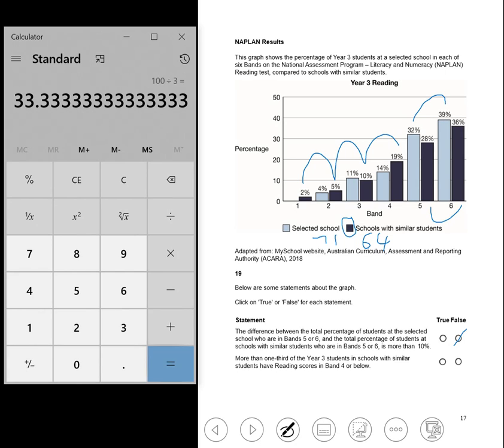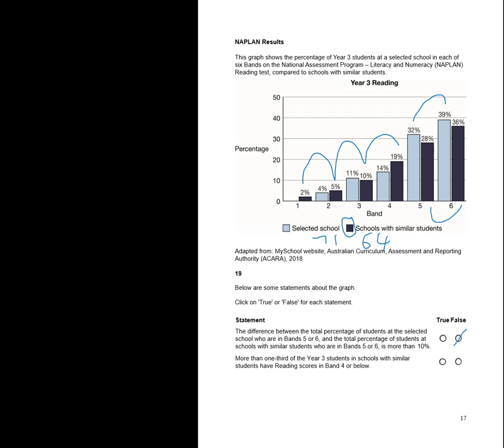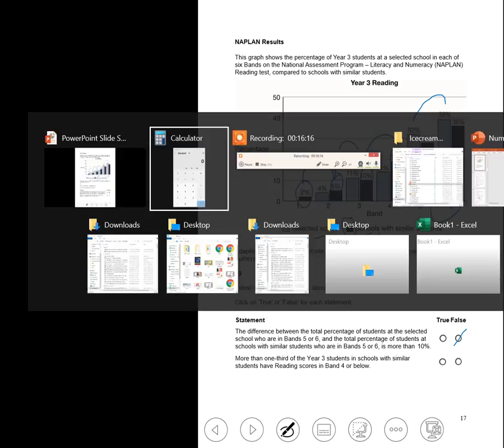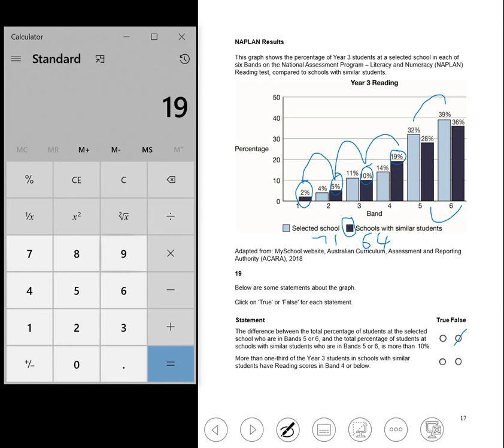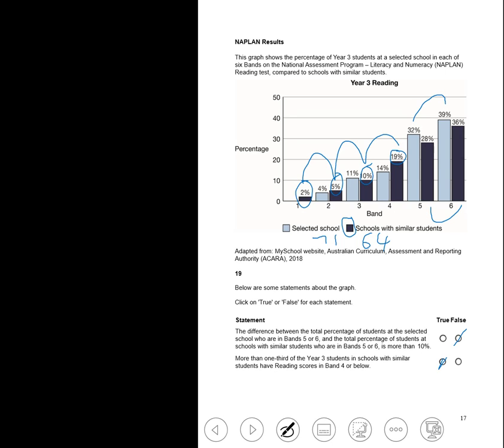It's 33.333 recurring. Each 33.33 is 1/3 of 100. So if we add all these numbers up, do they add up to be more than 33 or not? So we've got 19, 10, 5, and 2. Let's add them up. 19 plus 10 plus 5 plus, we don't even need to keep going. It's already gone more than 33. So is it more than a third? Well, 36 is more than 33. So yes, that is true.